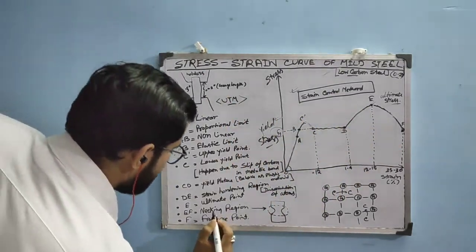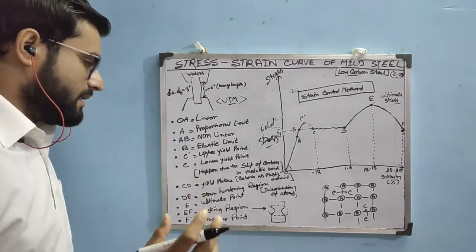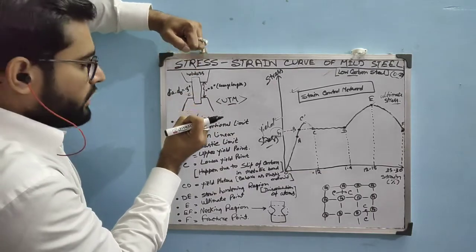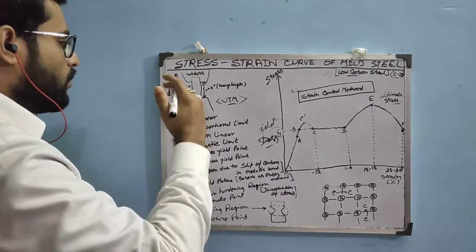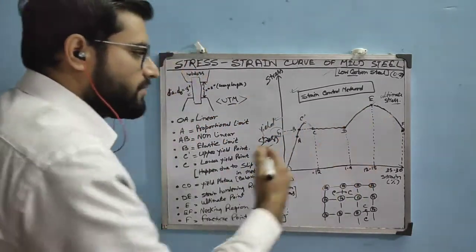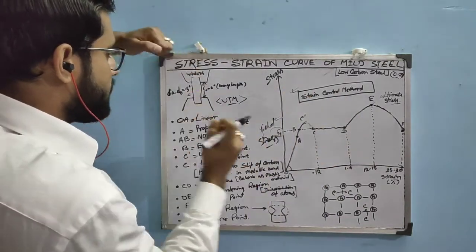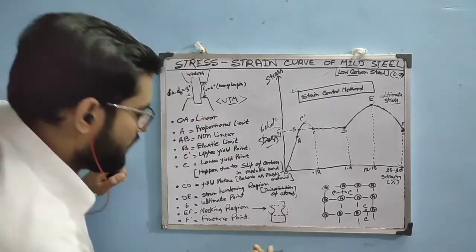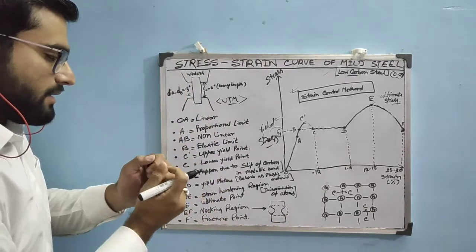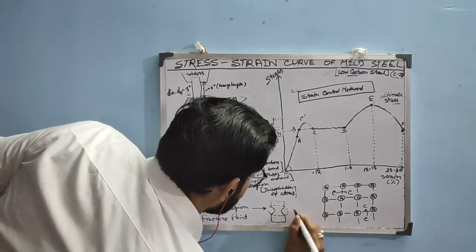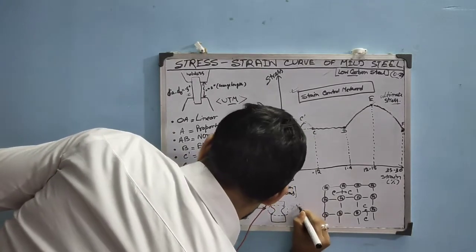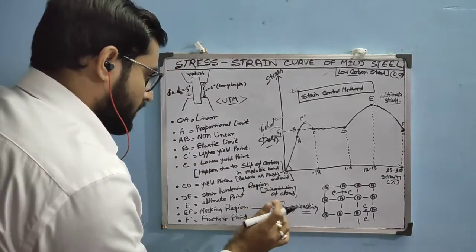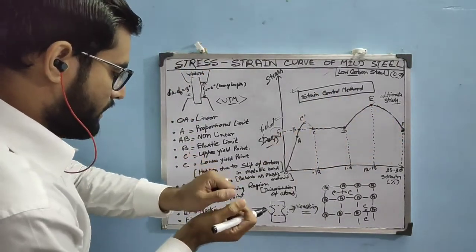What is the EF region? The EF region is the necking region. What is necking? First we see the specimen is like this. Then we increase strain in the specimen, we get different stress values, and we plot them. When we increase strain after point E, the cross section of the specimen slowly reduces. This is called necking: the reduction of cross section after point E.